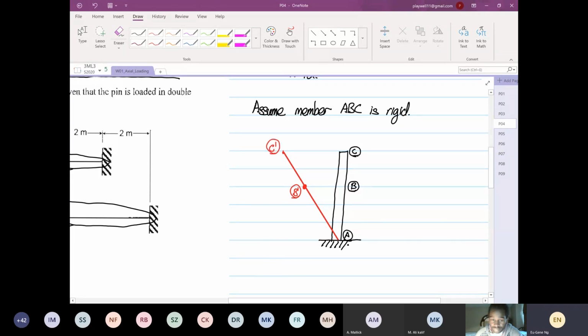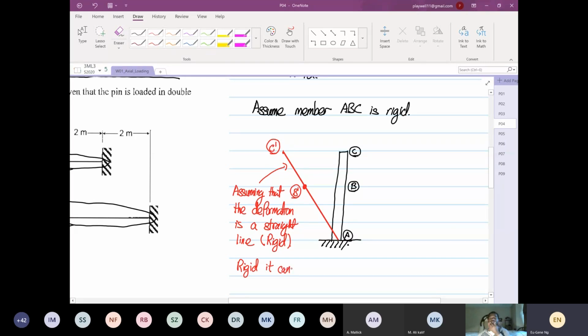So by assuming that the deformation is a straight line, this is why we use the word rigid. When something is rigid, it cannot bend.